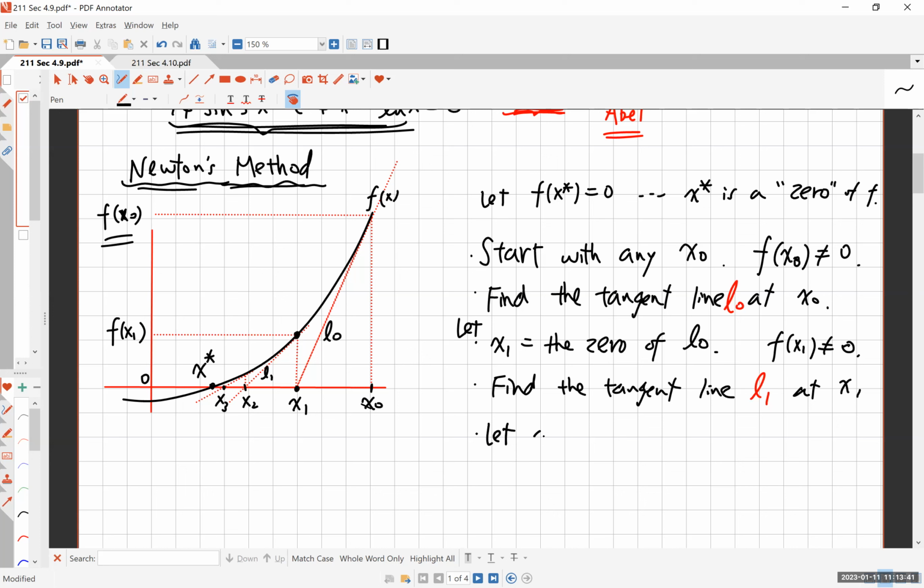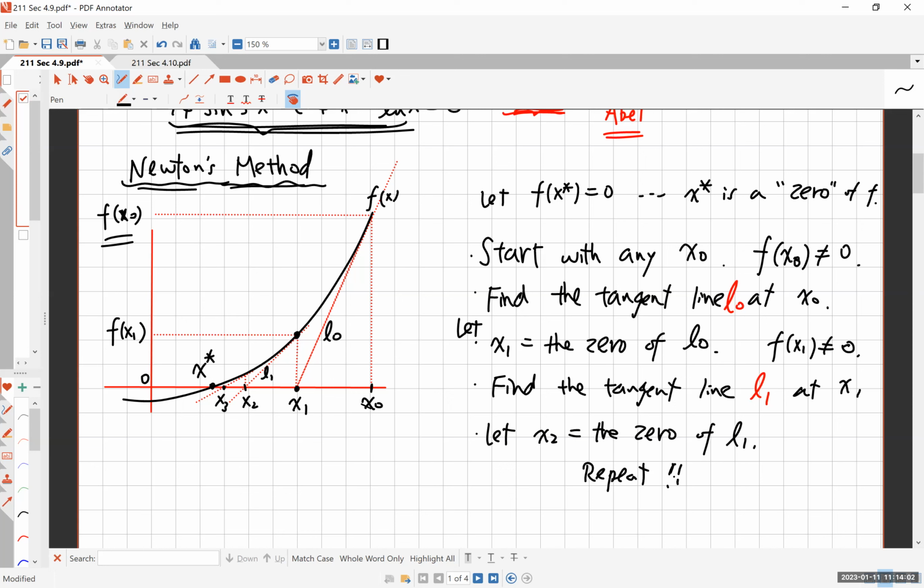And we are going to let x2 now be the zero of this line, and I say the zero because these are lines, and of course, lines only cross the x-axis at exactly one point, unless it's a horizontal line. So x2 is the zero of this line L1. And then you repeat the process.